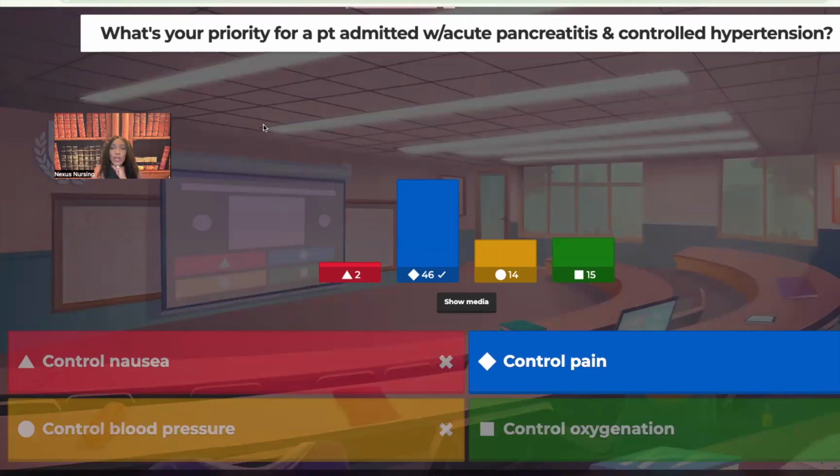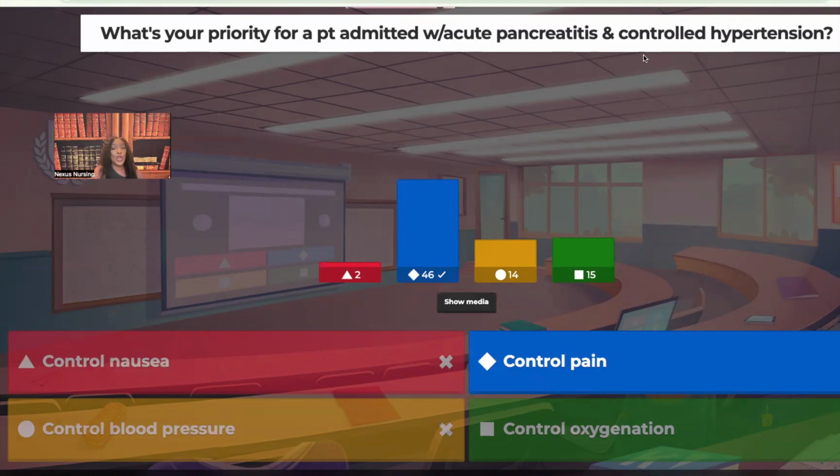Why? Because all I told you is the patient came in with acute. The minute you see acute before a diagnosis, unless that patient's damn near dead, that's going to be our problem, right? Because remember, our priority is always what's immediately happening to the patient right now. So the fact that we saw acute, we know that's what's immediately happening to them right now. We know that's going to be our issue. Acute pancreatitis and controlled hypertension.